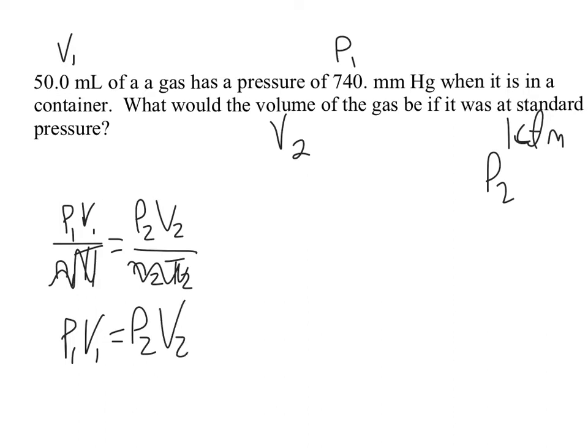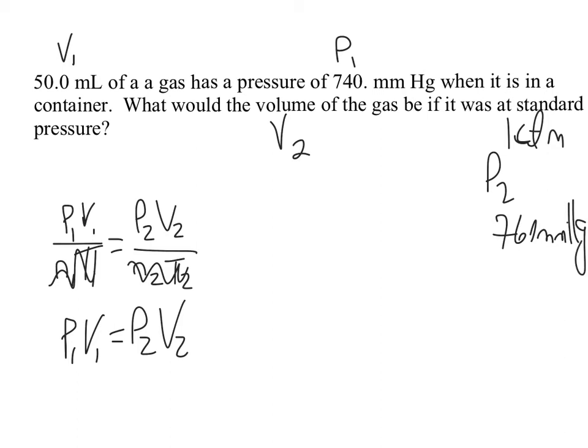Let's start plugging in some stuff. We got a volume of 50 milliliters. We don't have to convert that to liters if we don't want to, but we do need to make sure they match. When I solve for V2, it's going to come out as milliliters because it went in as milliliters. When I plug in my pressures, I have one in millimeters of mercury and I have another one in atm. It doesn't matter which one I use, but I have to use one of them. Honestly, it's going to be easier to convert your standard pressure from 1 atmosphere to 760 millimeters of mercury because you know your conversions.